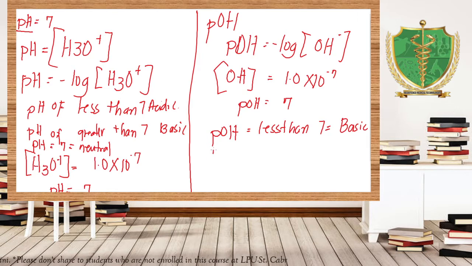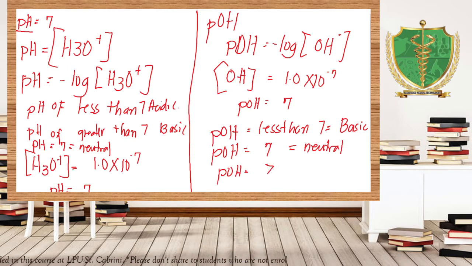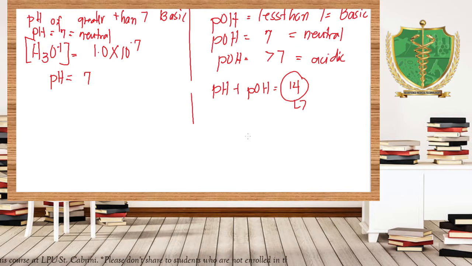While if the pOH is equal to 7, it's also considered neutral. If the pOH is greater than 7, that is acidic. Okay? Therefore, we can say that the pH plus pOH is equal to 14, which is the self-ionization of water.